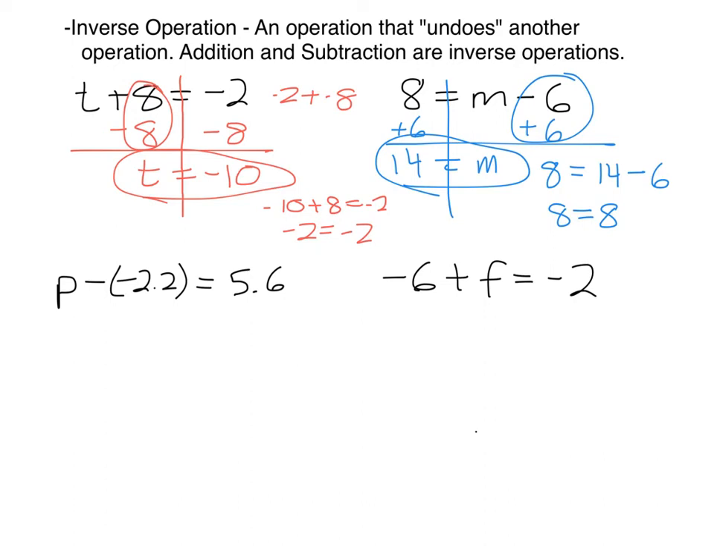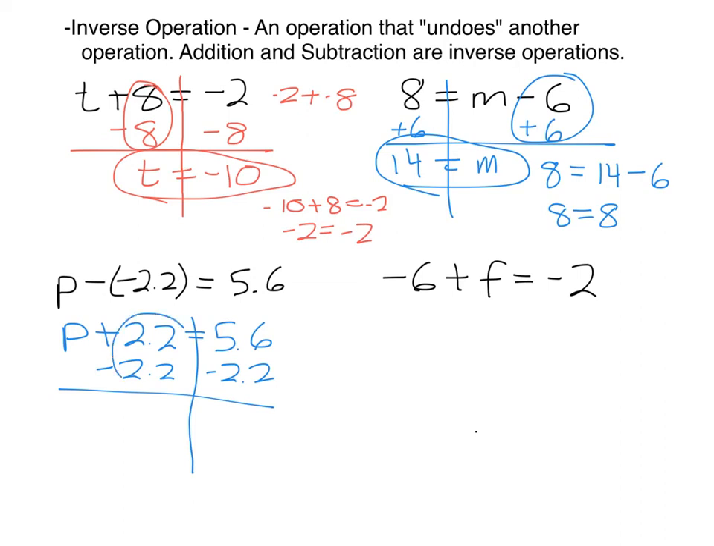Now, my third example here with p minus negative 2.2 equals 5.6. Now, I could go about this a couple different ways. I could use the inverse operation of subtraction, which is addition. I could add negative 2.2. Or I could rewrite this as p plus positive 2.2 equals 5.6. And since now I have addition, I can subtract 2.2 from both sides of the equal sign.